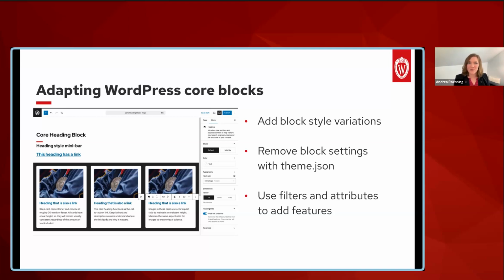And here on this screenshot, if it's maybe pretty small, there are two buttons, one for default and one for mini bar. We also limited the text colors to a very small palette, and we were able to do that using theme.json, which is built into WordPress core. And then to this heading block, we also added a toggle to be able to remove a link underline from headings.